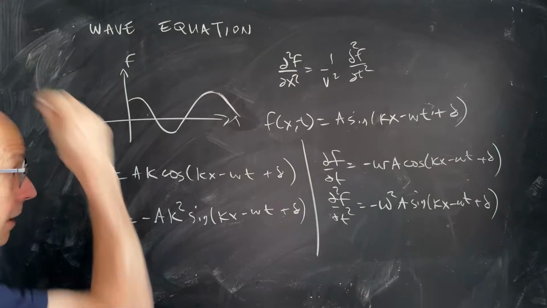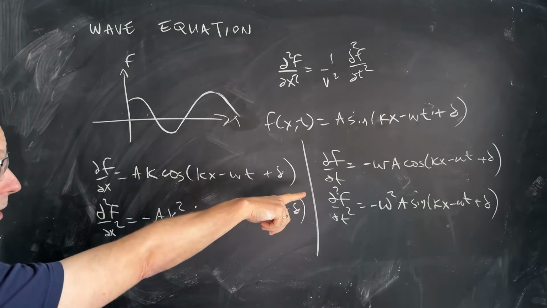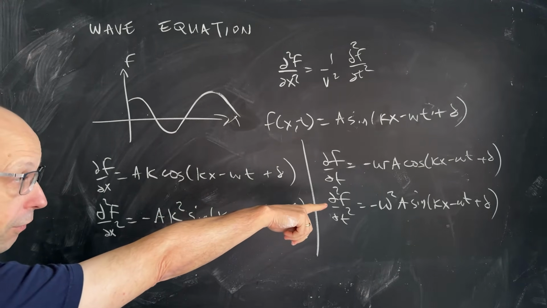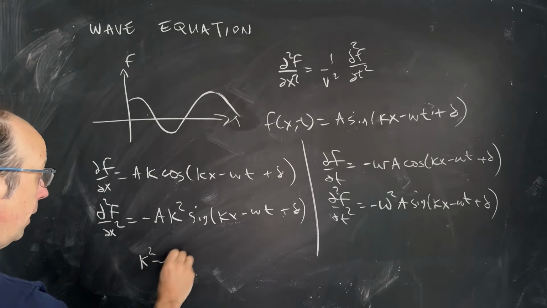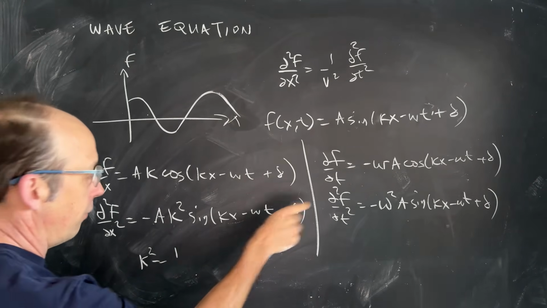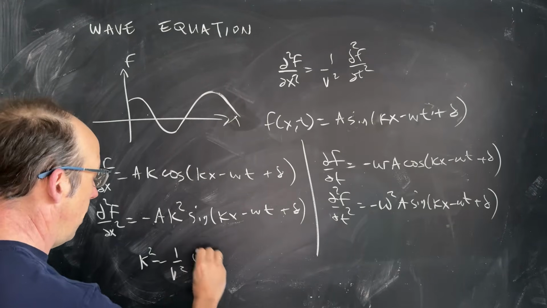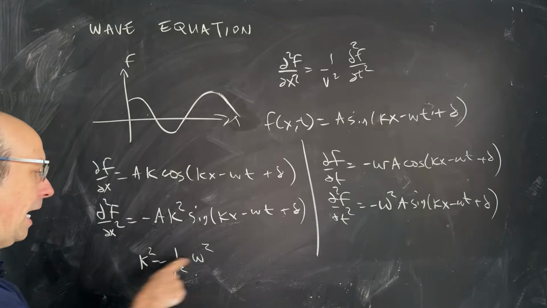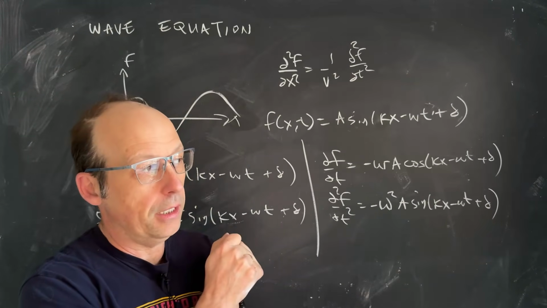Okay, so this is going to be true. If I put this equal to this divided by 1 over v squared, then I get k squared equals, because the a sine of all that cancels, 1 over v squared is omega squared. So that has to be true. So that's a property of k and omega. So k and omega are not independent if the velocity depends on the medium. Okay.